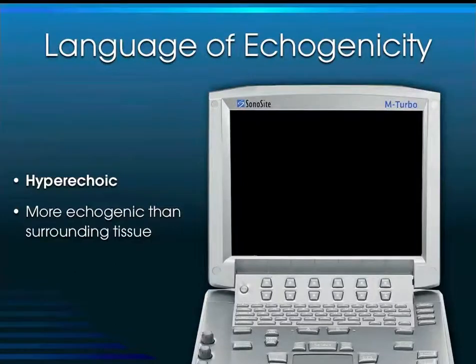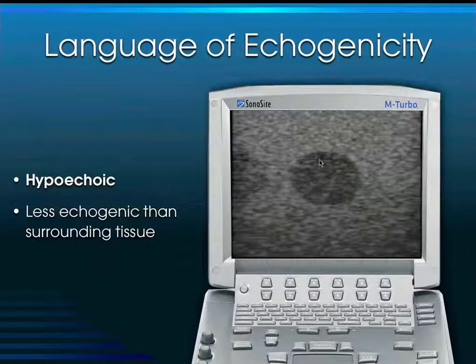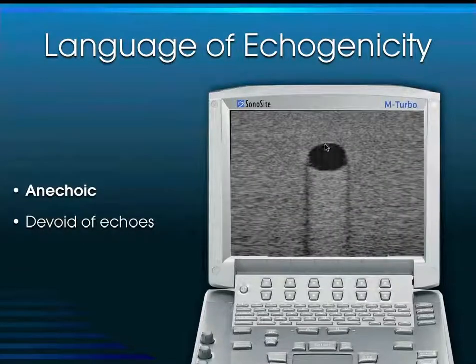And that term brightness is really better termed echogenicity. So a structure is hyperechoic if it is more echo bright than the surrounding tissue, or more echogenic. Something is hypoechoic if it is less echogenic than the surrounding tissue. And finally, something is anechoic when it is completely devoid of echoes and is jet black compared to the surrounding tissue.